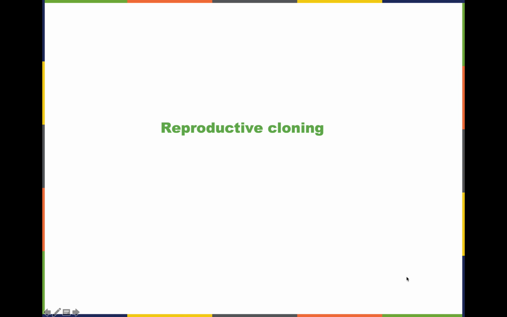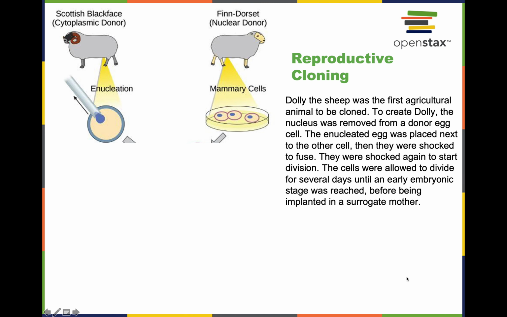Reproductive cloning is basically creating a clone of a whole entire organism. We talked about molecular cloning, but that involved cloning just one gene or a few genes. But in this case, you're trying to clone an entire organism. And I'm sure you've heard about Dolly, the first organism that was cloned.